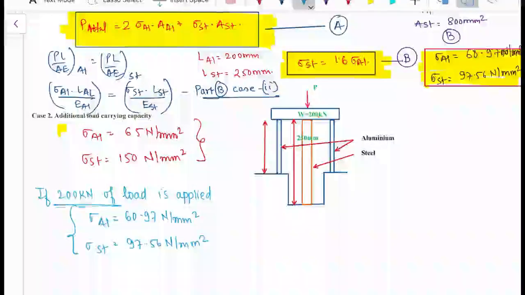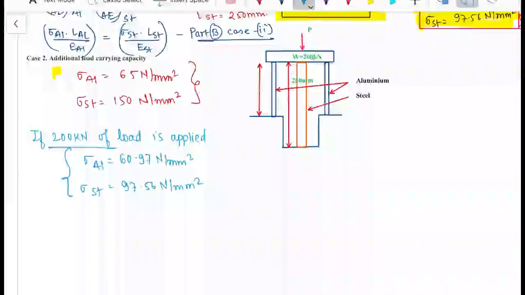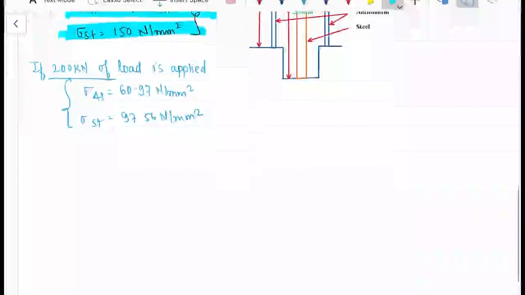Is it okay? Now we are supposed to calculate how much additional load it can take if the limiting values of stress are 65 and 150 Newton per mm square respectively for aluminum and steel. See, how much can we extend the stress of aluminum up to 65 Newton per mm square? Right now it is 60.97. How much can we extend for steel? Right now it is 97. We can extend it up to 150. So we will try to solve it by both cases because it is our first problem.